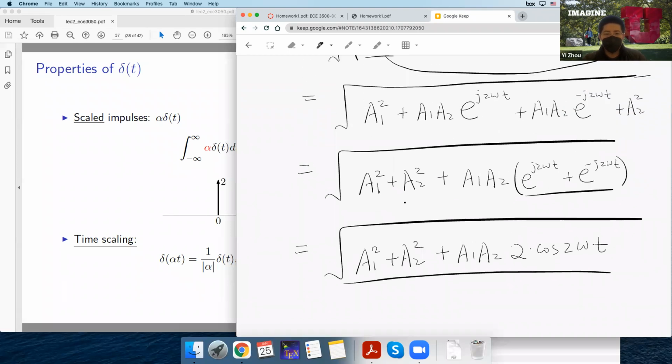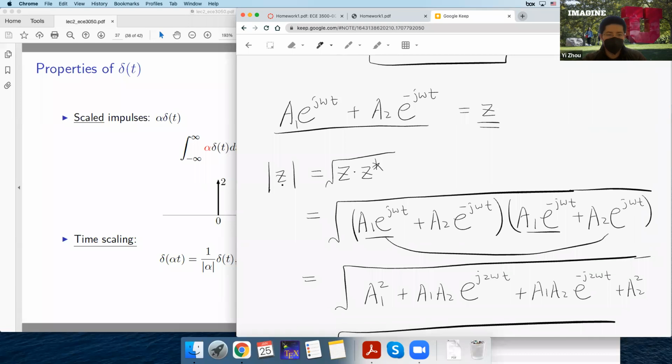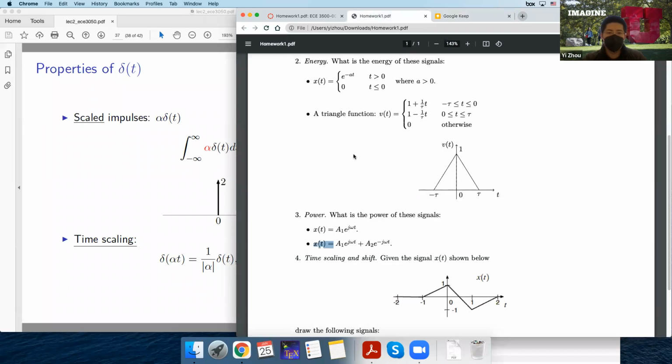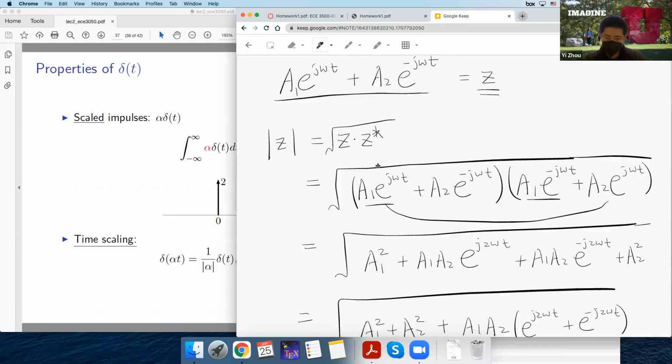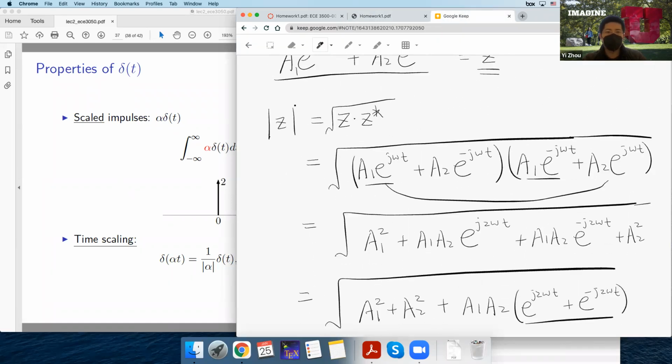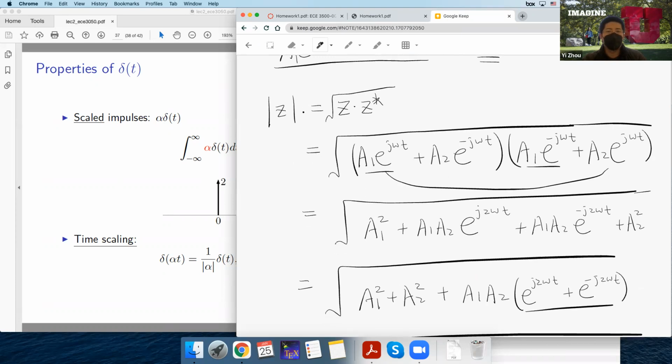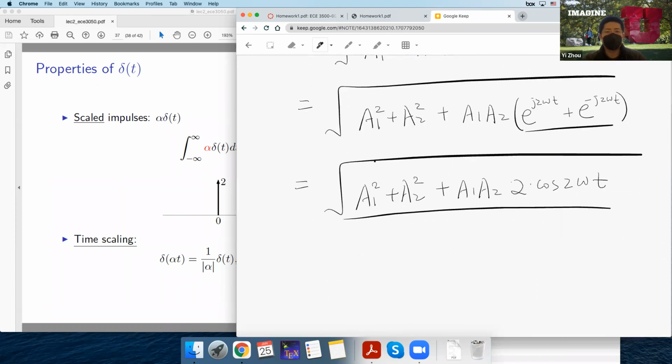So this is the magnitude of z of this signal. And then you plug this into the power formula. In the power formula, you need to take a square of this magnitude so you can get rid of the square root. So basically that integration is integrating over whatever is inside.